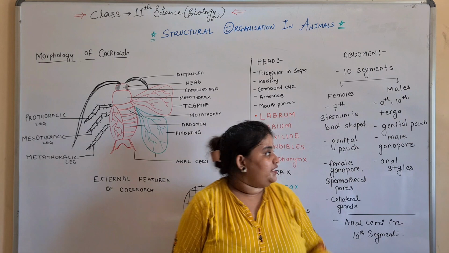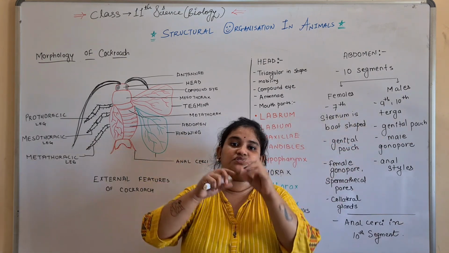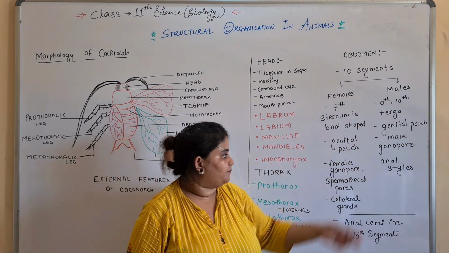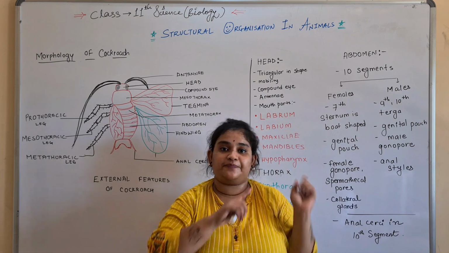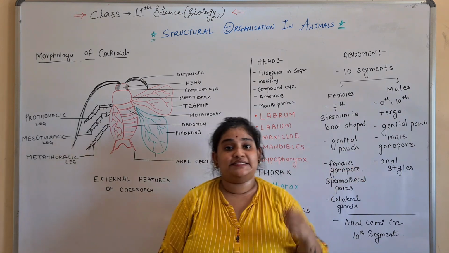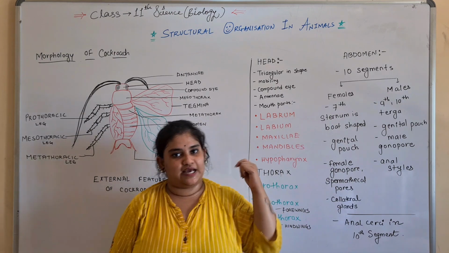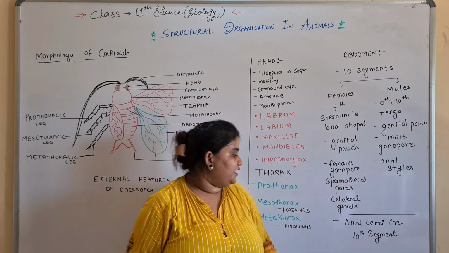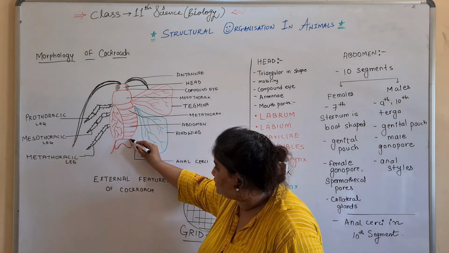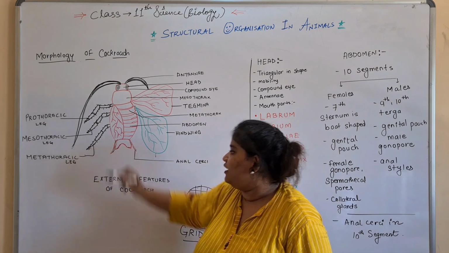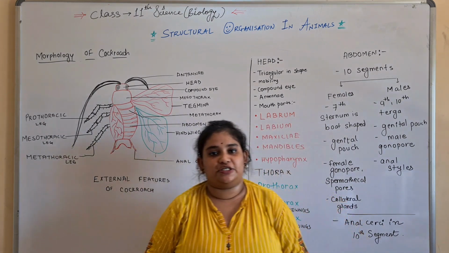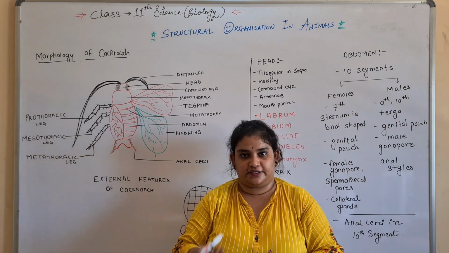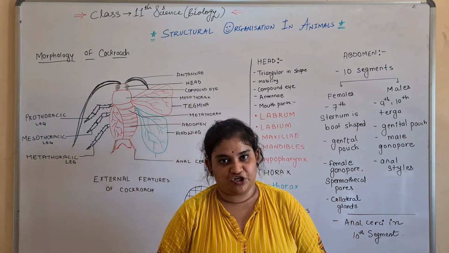Second, in the male body, the 9th and 10th segments are a bit fused and it contains a genital pouch, where sperms are produced. Second, there is a male gonopore from where sperms are released. And the third is the anal styles, which are absent in the female, we have to keep this in mind. Another thing which is common in the 10th segment in both male and female body is the anal cerci, which you can see over here. These hair-like structures over here are known as the anal cerci. Their function is only that they support the body and protect the anal region. So this was all about the morphology of the cockroach.